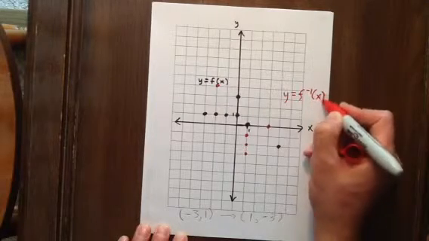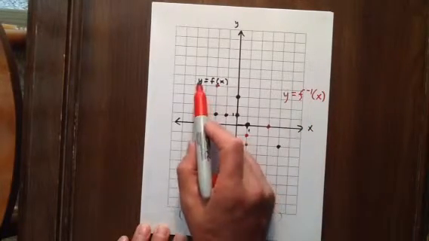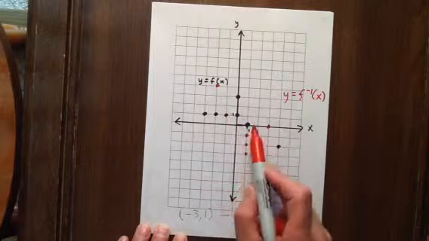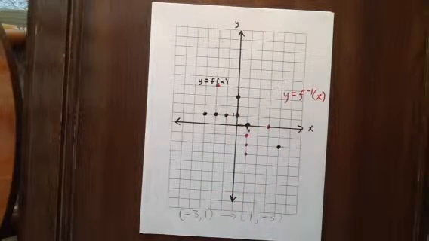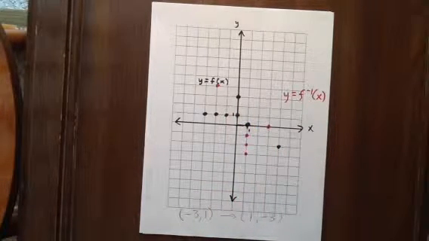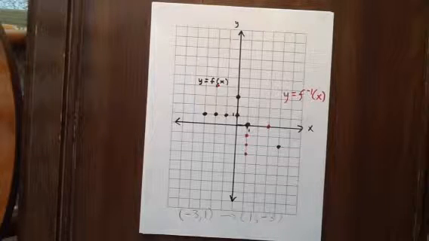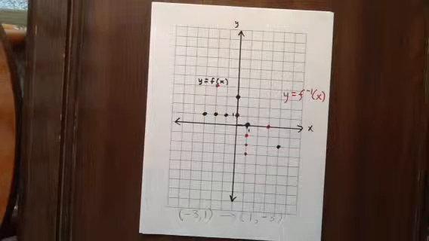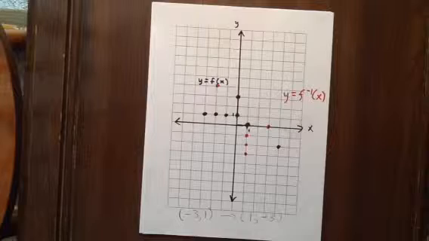And what we have now is the inverse of the function. So the 6 black points represent the original function, y equals f at x. The 6 red points represent the inverse of that function, y equals f inverse of x.